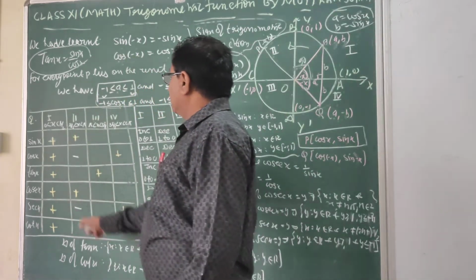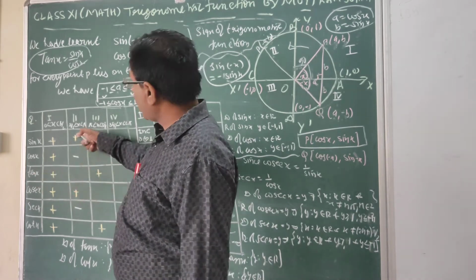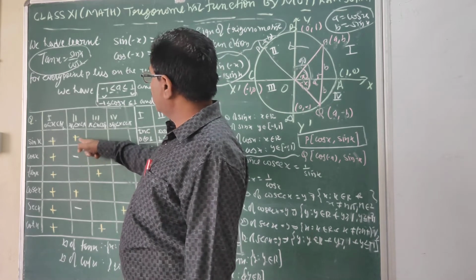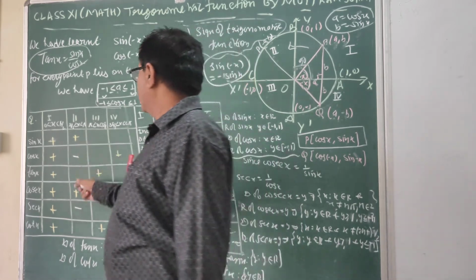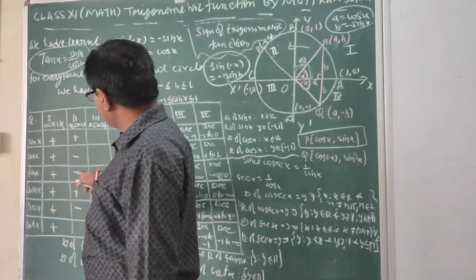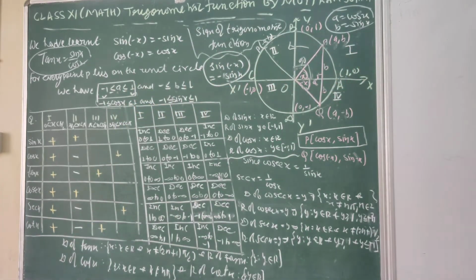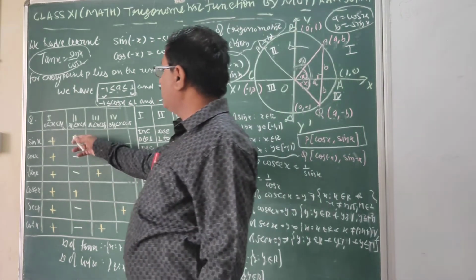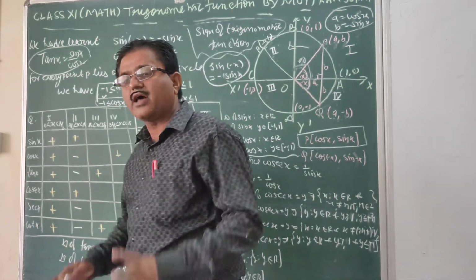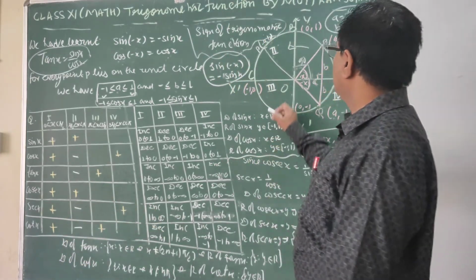Clear? Now if cos is negative, sin is positive. So tan x, what is it? Tan x is sin x upon cos x. So positive divided by negative will be negative. Now if tan x is negative, then its reciprocal will also be negative. The reciprocal of a negative number will also be negative. Correct? So in this way we get, in the second quadrant, only sin x and cosec x are positive, all others are negative. Correct? Now we move to the third quadrant.